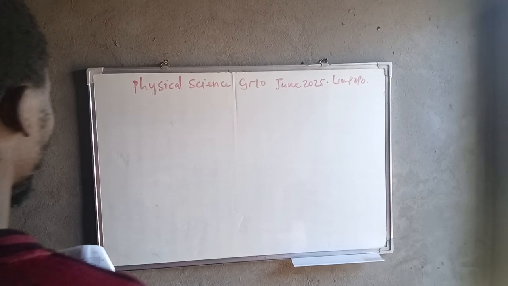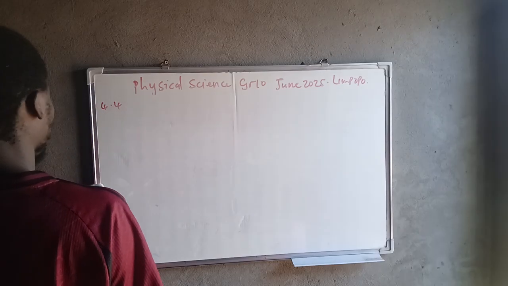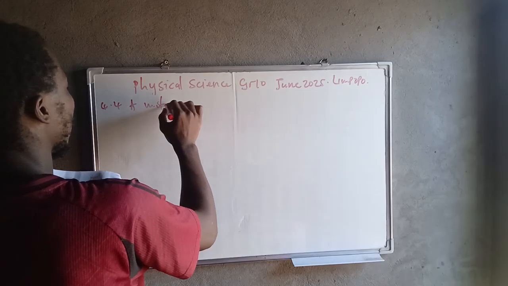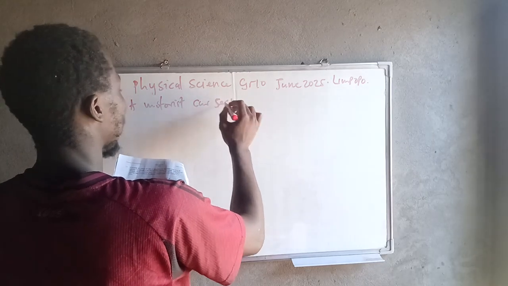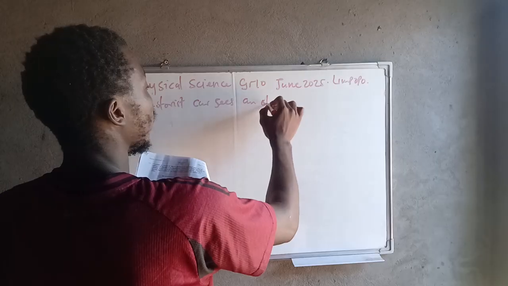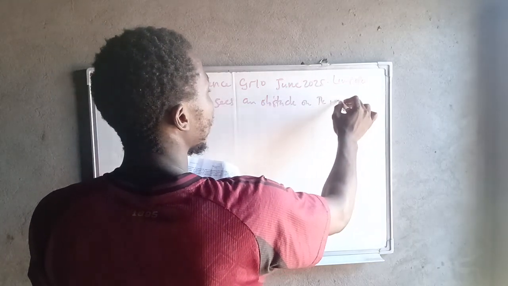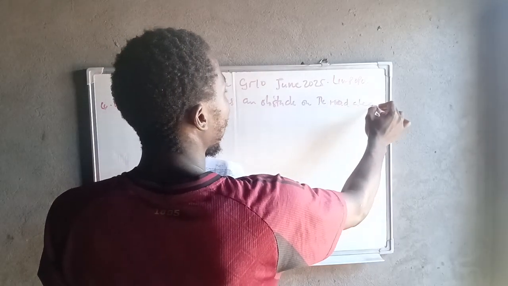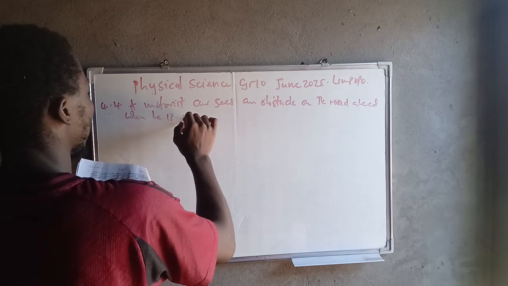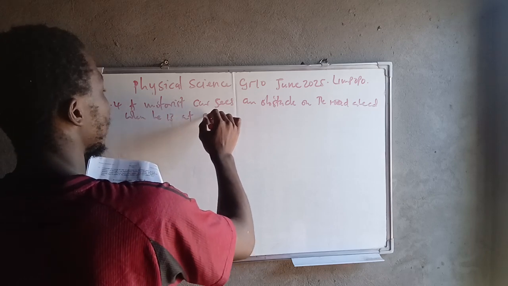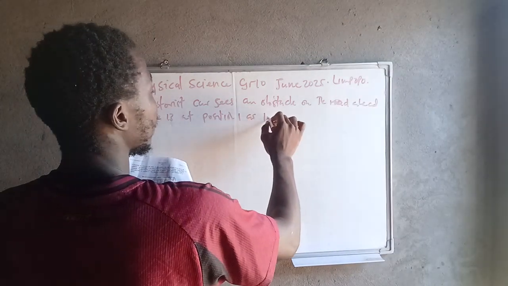So now we are on question 4.4. Question 4.4 says a motorist car sees an obstacle. It sees an obstacle on the road ahead when he is at position 1 is indicated.